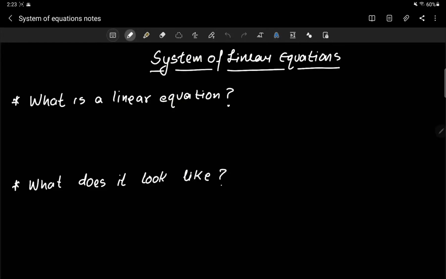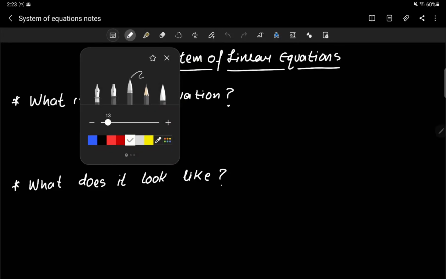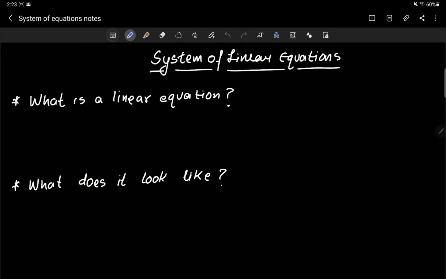Hi everyone, in this video we will talk about systems of linear equations and how to solve them, what it means to solve them, the algebra and the geometric interpretation of it. So let's start with first understanding what each of these terms mean.